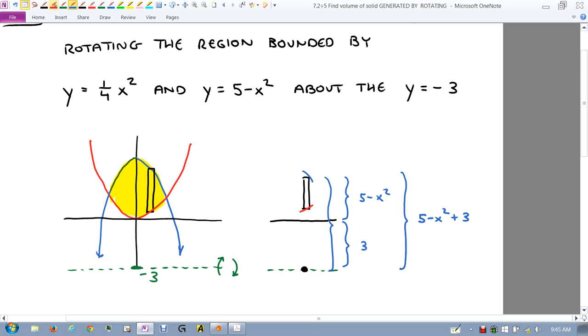Using the same idea, what's the distance, or the inner radius, which is from the bottom edge all the way down to the observer? It would be this distance from here to here, which was 1/4 x squared, and then plus 3 again. 1/4 x squared plus 3. Does this make sense? And so you have the outer, you have the inner, you set up the formula, you're done.